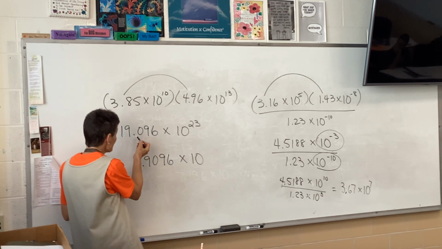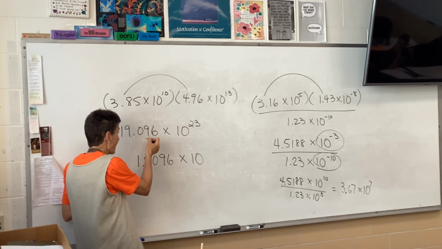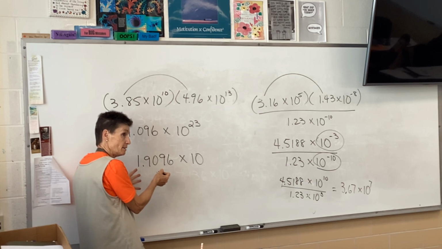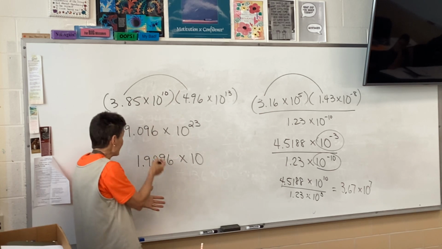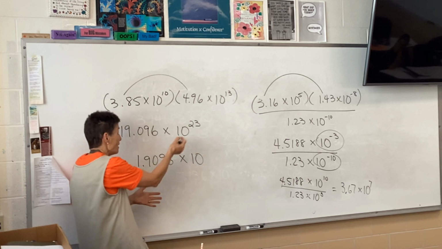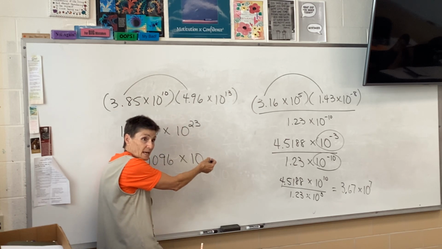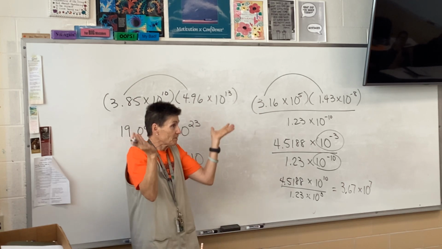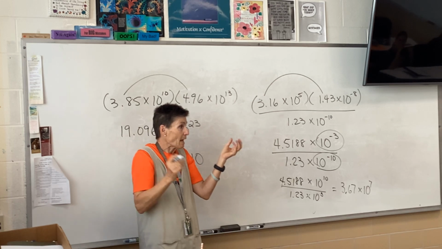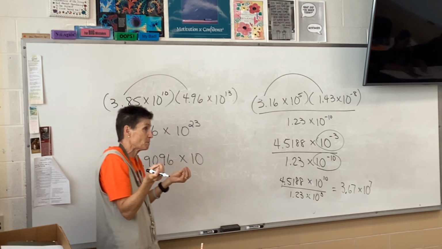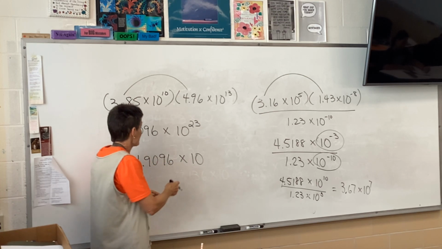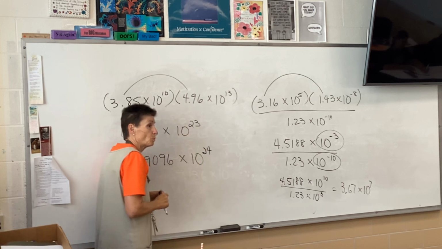So if I change 19 into 1.9, I am making that part of the number smaller. Agreed? To keep it all balanced, if this part's getting smaller, this part is actually going to have to get bigger. Does that make sense to you? These are supposed to match. So if they're supposed to be the same, and I make half of it smaller, the other half's going to have to get bigger, or else the whole shebang will be smaller. So this is going to go to a 24.